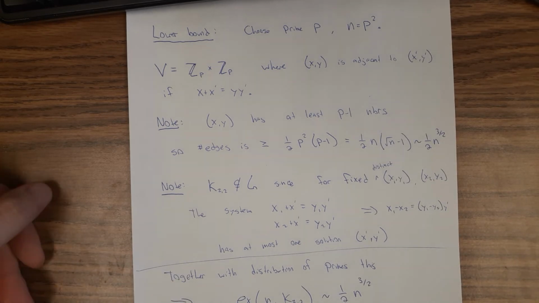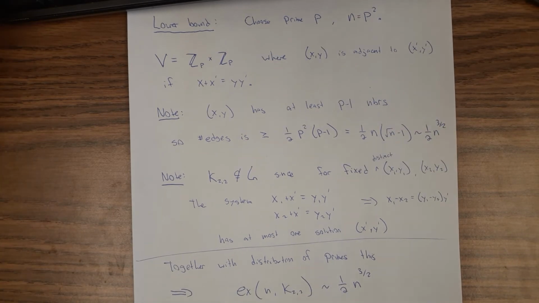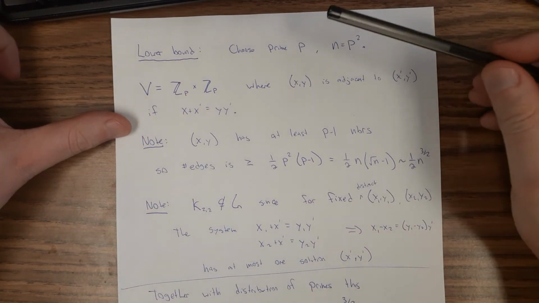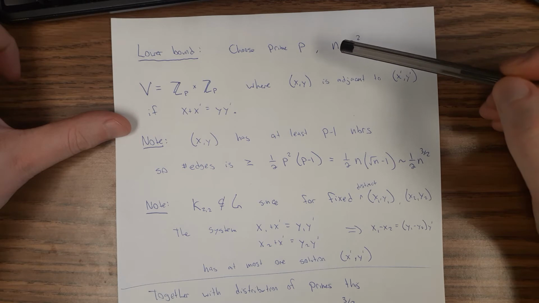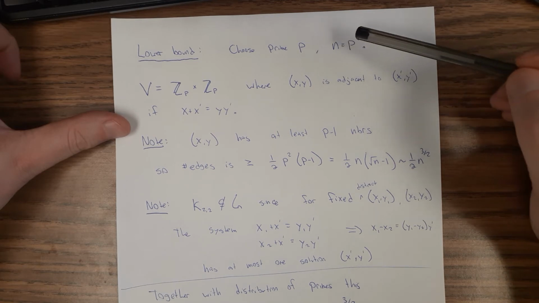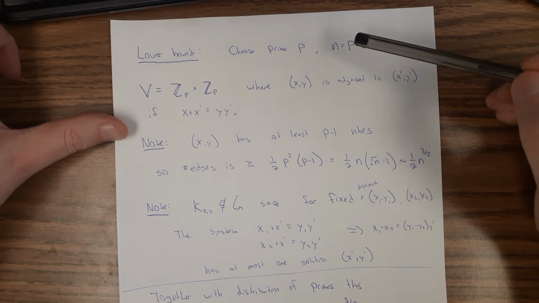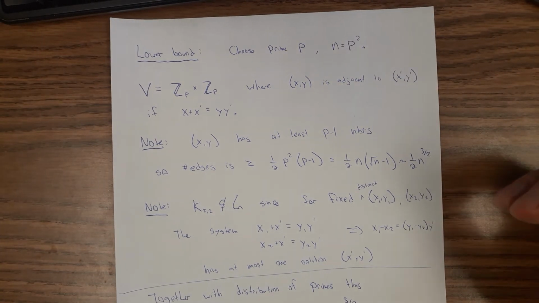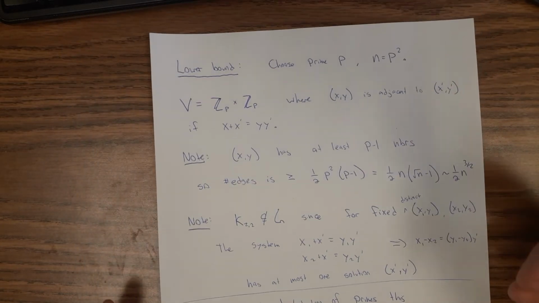So more specifically for us right now, choose a prime number p, and let's assume that n is p squared. We can talk about values of n that are not the square of a prime later, but for right now, let's assume that n is the square of a prime.